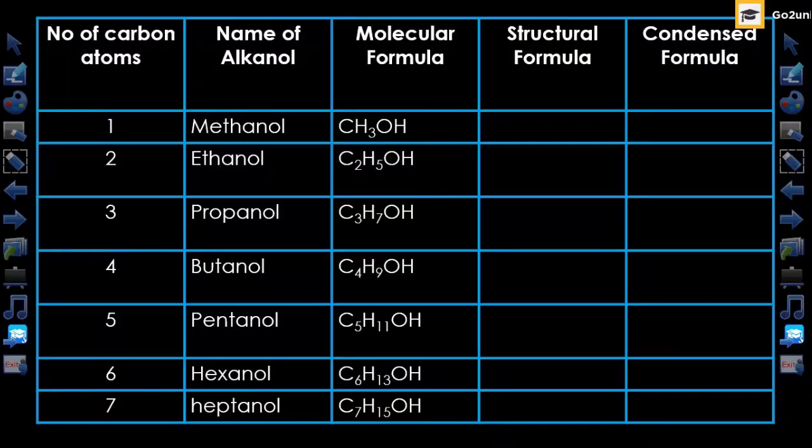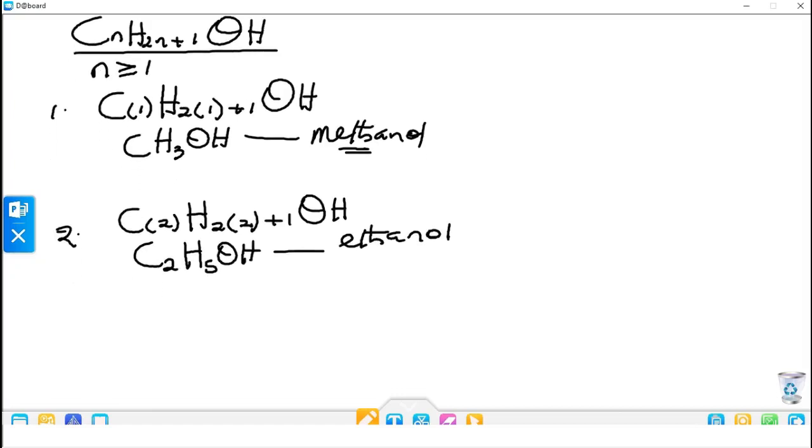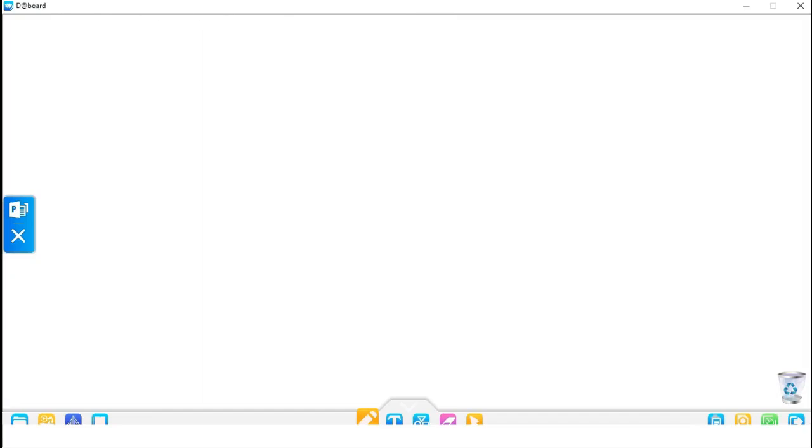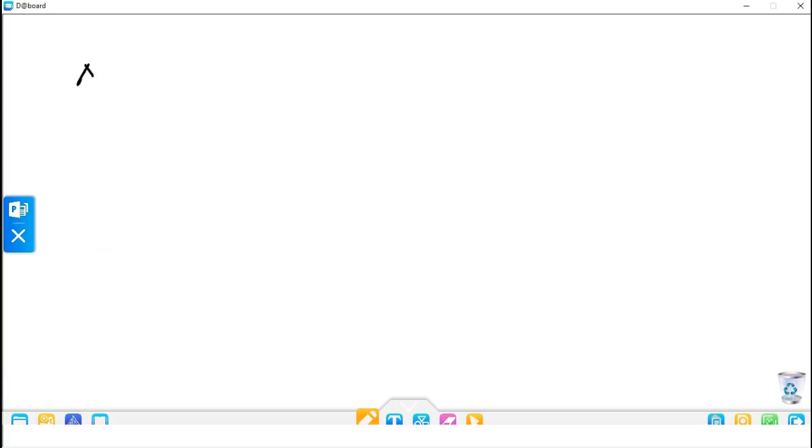Having seen that, let us look at how to get their structural and condensed formulae. Let's proceed. So we have our alkanol, and this is the molecular formula. Here we have our structural formula, and we have our condensed formula.